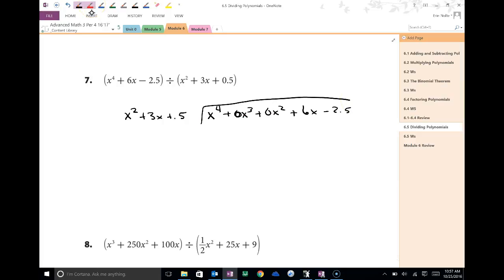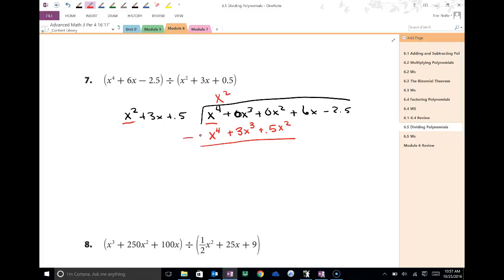All right, ready? Okay, so I'm looking at the x squared and looking at the x to the 4th. So what do I have to multiply x squared by to make it x to the 4th? X squared. That's nice. So I'm going to multiply x squared through, and x squared times x squared is x to the 4th, and x squared times 3x is 3x to the 3rd. And 0.5 times x squared. I really do not like the decimal, but if they start with the decimal, you can keep using the decimal. All right, so when we subtract, my x to the 4th eliminates.